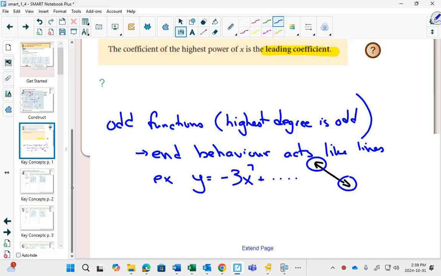And if you had an odd one with a positive leading coefficient, then you would think, well, what happens to a line with a positive slope? It goes up from left to right. So the end behavior of this 2x to the 5 graph would start bottom left and end top right. And this is true for all odd functions.